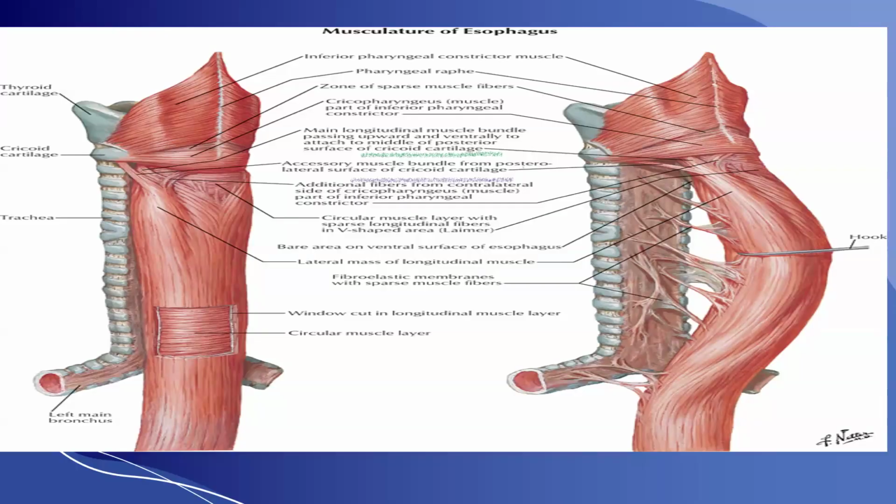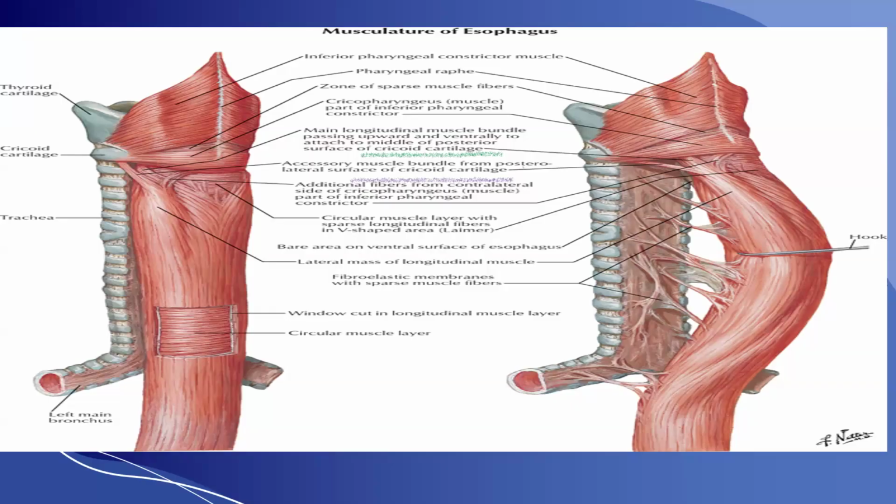So now we go into the musculature of the esophagus. The muscular coat consists of an external layer of longitudinal fibers and an internal layer of circular fibers. They are arranged in three fasciculi. The ventral fasciculus is attached to the vertical ridge of the posterior surface of the cricoid cartilage, which I have denoted with this green marking over here. The two lateral fasciculi continue with the muscular fibers of the pharynx.